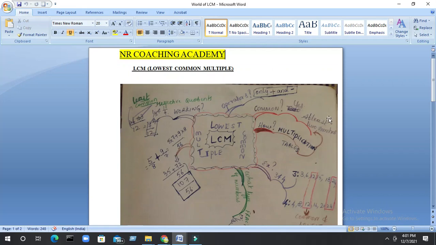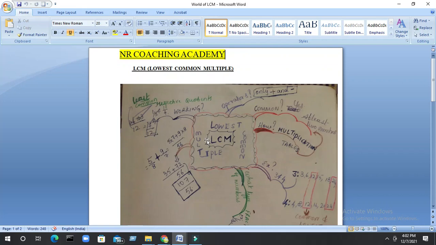Okay, fine. What I tried this time is I went for a mind map: lowest common multiple. Please forgive me because I'm not a very good artist. I couldn't write very neatly and colorfully, but I've tried my bit here, keeping the concept of mind mapping.